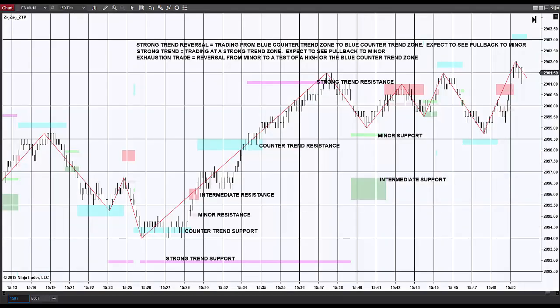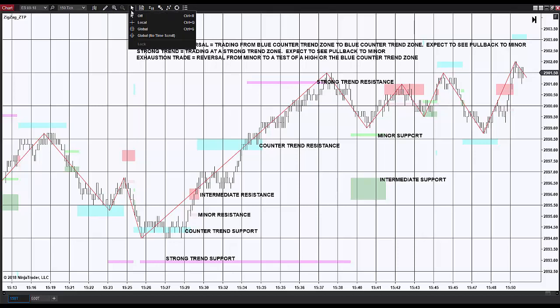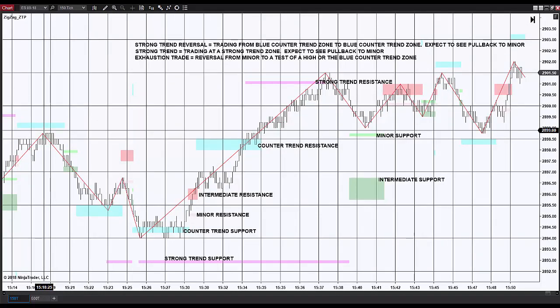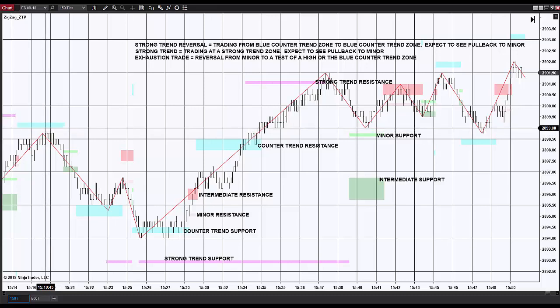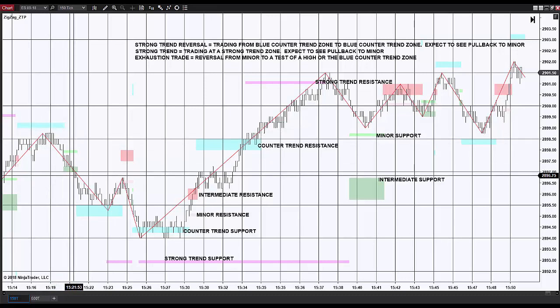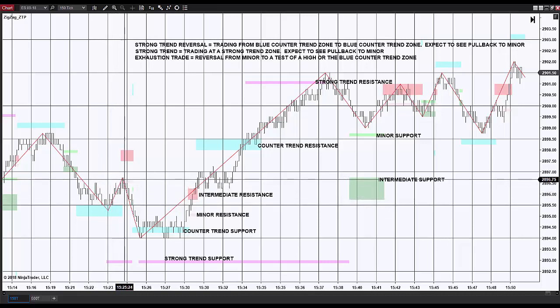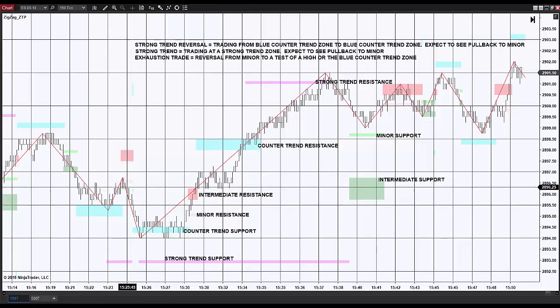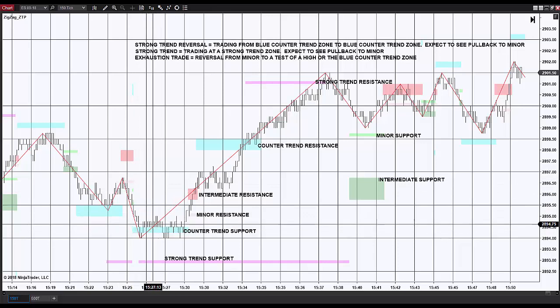create. The next 3 patterns I'd like to look at are the strong trend reversal, the strong trend, and the exhaustion trade. In the strong trend reversal, what we do is we trade from a blue counter trend zone to the opposing blue counter trend zone. And when we do that, we only expect a retracement to minor. So as you can see here, we traded from a blue counter trend zone to the opposite blue counter trend zone. We only retraced to minor right here, and then we formed an exhaustion trade down here.